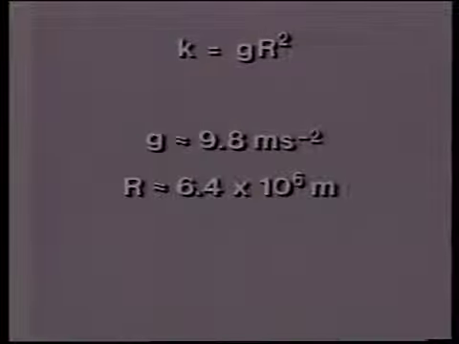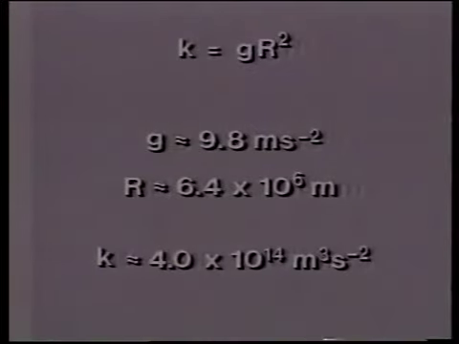Well, at the surface of the Earth, we know that the gravitational force equals mg. So we have km over r squared equals mg, where r is the radius of the Earth. So rearranging the equation gives k to be just g r squared. Substituting 9.8 meters per second squared for g, and 6.4 times 10 to the 6th meters for r, that means that k is approximately 4 times 10 to the 14th meter cubed per second squared.